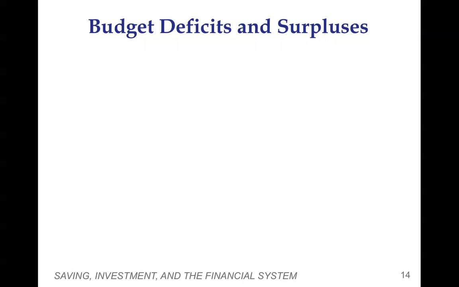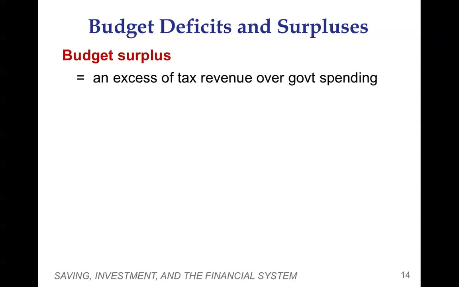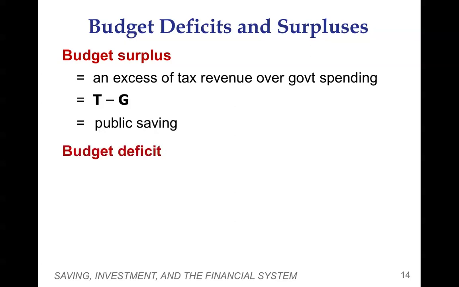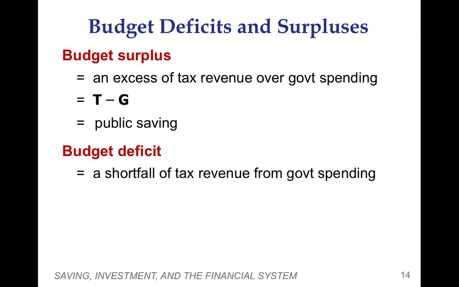Now, budget deficits and surpluses. A budget surplus is an excess of tax revenue over government spending. So it's T minus G, and that's public saving. A budget deficit is a shortfall of tax revenue from government spending, G minus T, and that's negative public saving. Now, I think we're going to leave the equations now, and there will be plenty of Aplia exercises on this when you get to the Aplia section of your assignments.